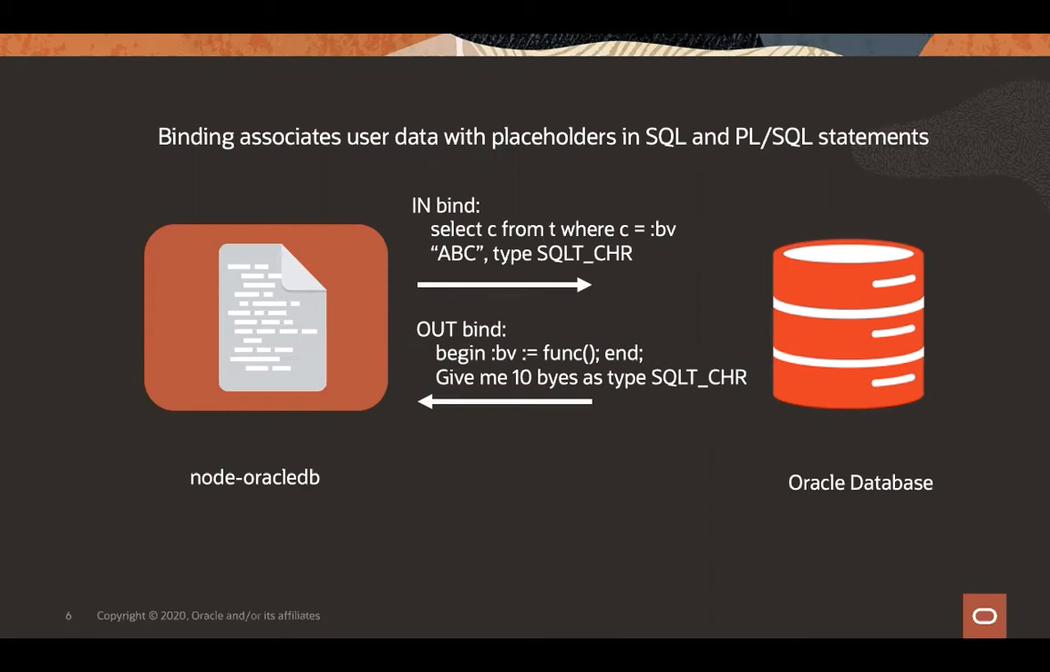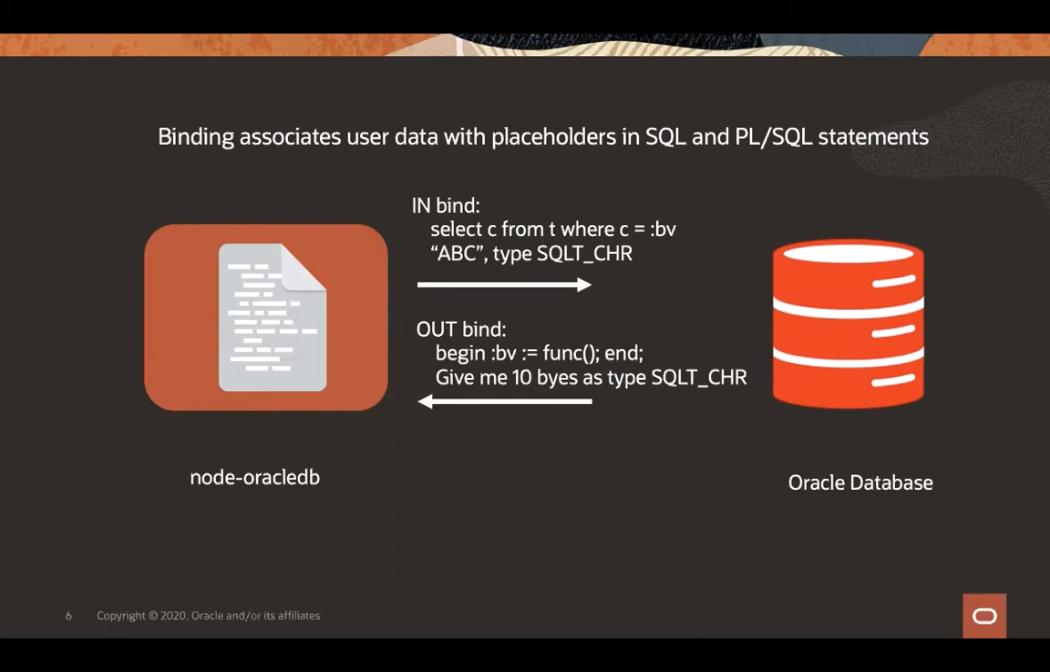And the key thing here is that the application doesn't know what the data is on the database side. If you're doing a bind for a PL/SQL block, parameters, they have types. Node-oracledb doesn't know that type. It's just sending data and saying, I want it to be treated as a particular type. And the database does whatever it needs to do on the conversion.